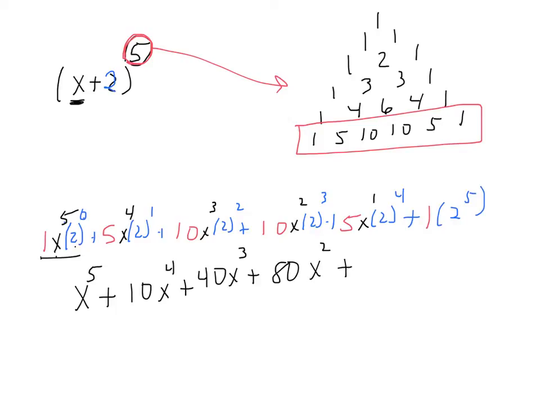On the next one, this 2 to the 4, I'm sorry, is 16. 16 times 5 turns out to be 80x plus, and then this last one is 2 to the 5th, which is 32. And there's your expansion. x plus 2 to the 5th power. Much quicker than if you were to do it the longhand, or the long way.